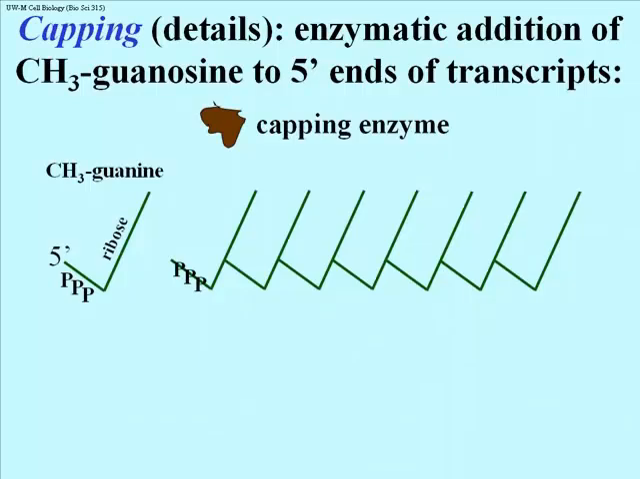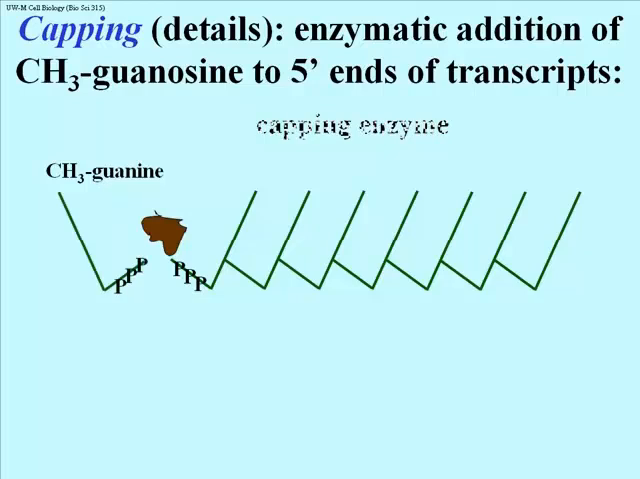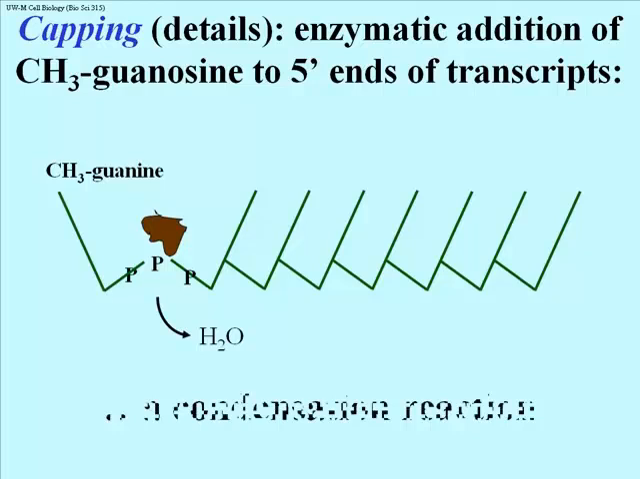Here are some capping details. A capping enzyme brings a methylated guanosine nucleotide and an mRNA molecule head-to-head, as shown here, the check marks being the nucleotides. The enzyme then catalyzes a condensation reaction to form this phosphotriester linkage.